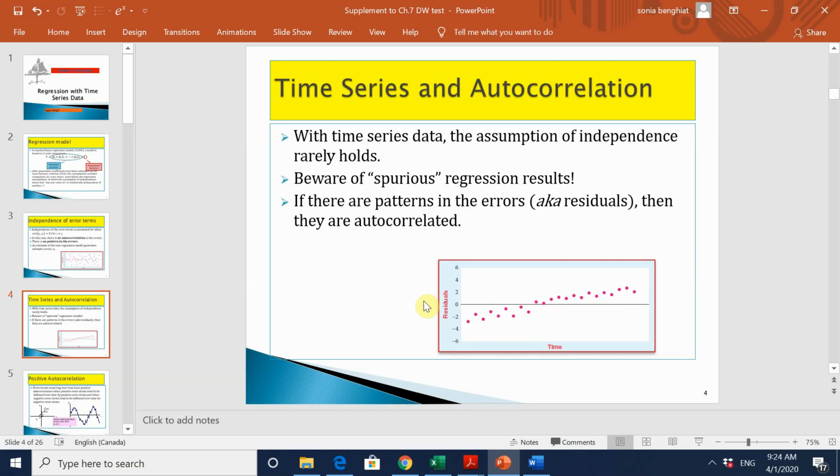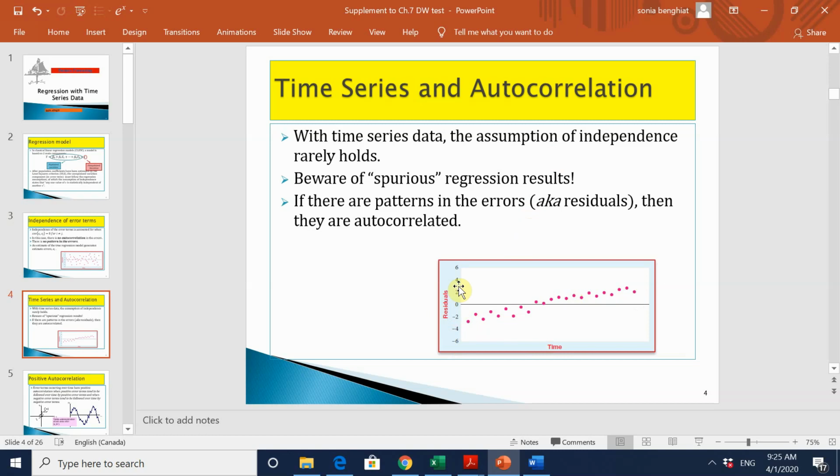So here we have time series data, where the assumption of independence rarely holds. Okay, so in other words, here we're looking at a pattern in the residuals, perhaps, right? There is some sort of a pattern in this time plot of residuals. To give you an example, this is quite common, in fact.